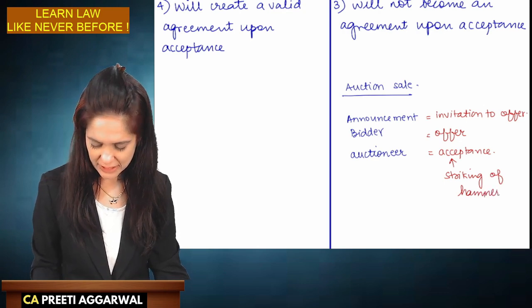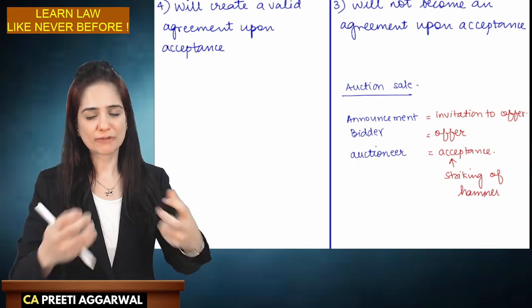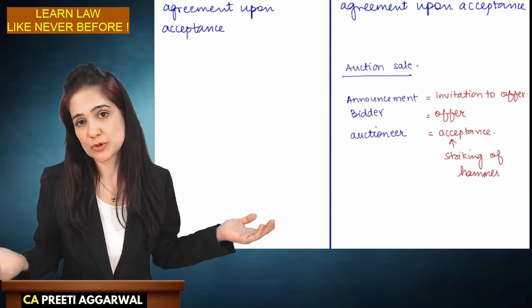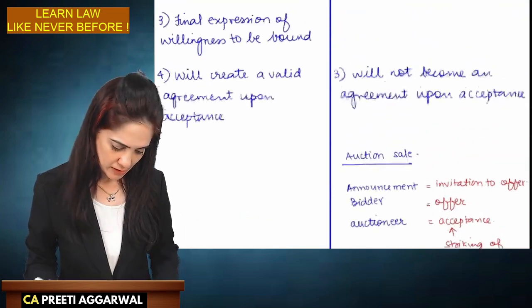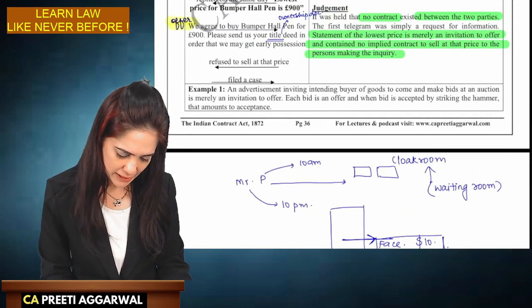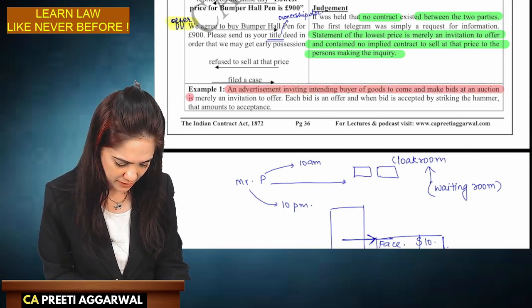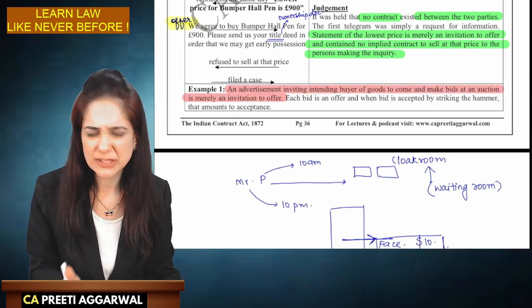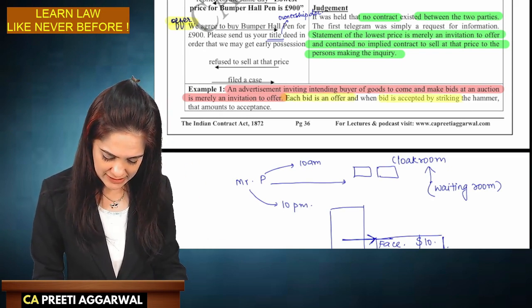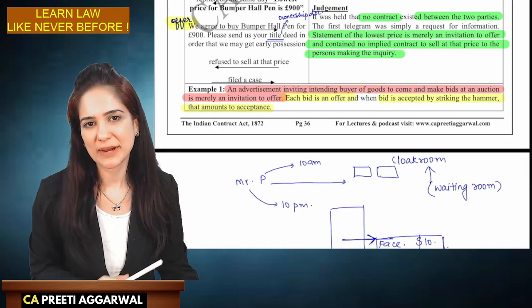See, we had discussed everything in detail earlier. So now when we revise it, your confidence will increase. Okay, so an auction sale is also an invitation to offer. So highlight over here. Highlighted. An advertisement inviting the intending buyers to come and make a bid at an auction. It's just an invitation. The bidder gives an offer, and when it is accepted by striking of the hammer, that is acceptance.